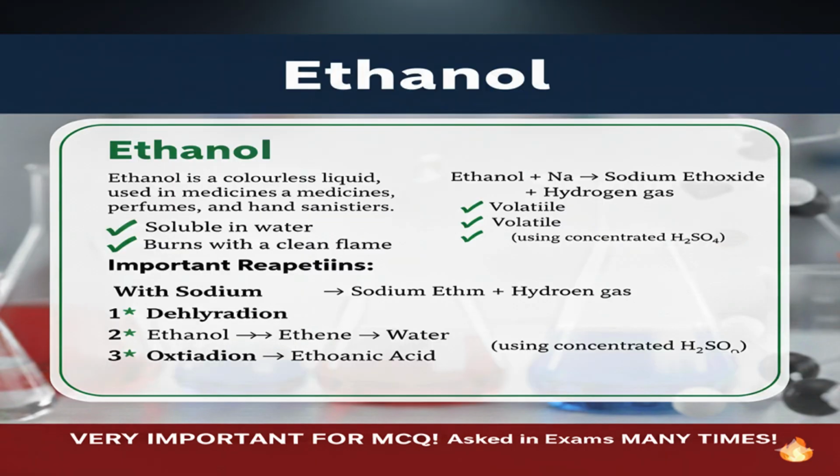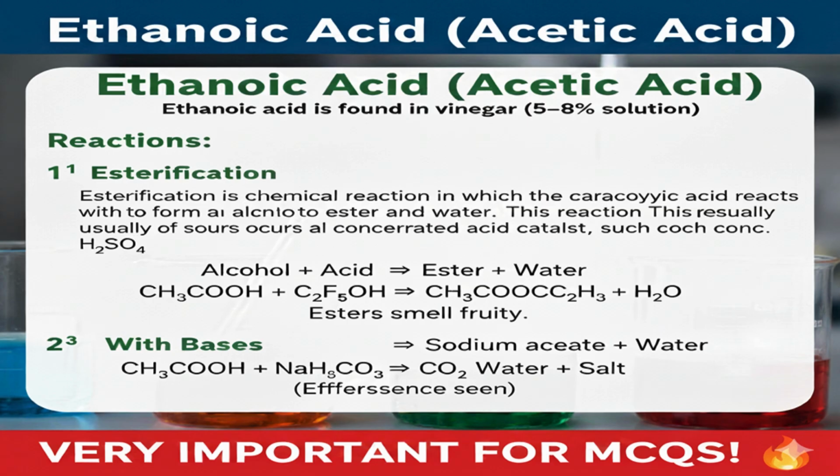Number 10. Ethanol. Ethanol is a colorless liquid used in medicines, perfumes and hand sanitizers. Important properties: soluble in water, volatile, burns with a clean flame. Important reactions: with sodium, ethanol plus Na gives sodium ethoxide plus hydrogen gas. Dehydration: ethanol gives ethene plus water using concentrated H2SO4. Oxidation: ethanol gives ethanoic acid.